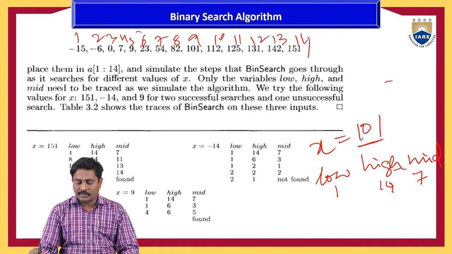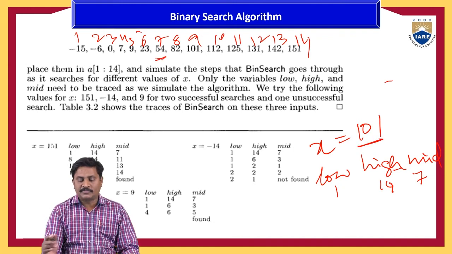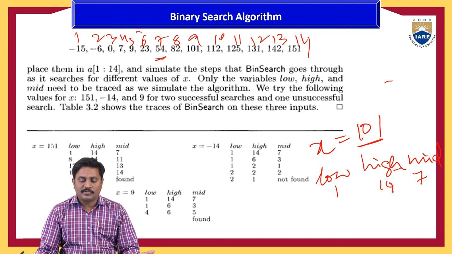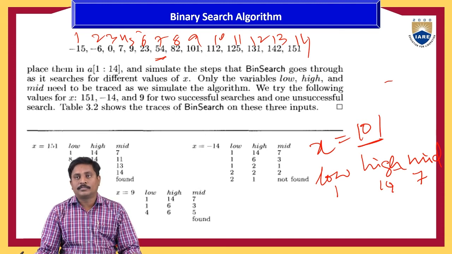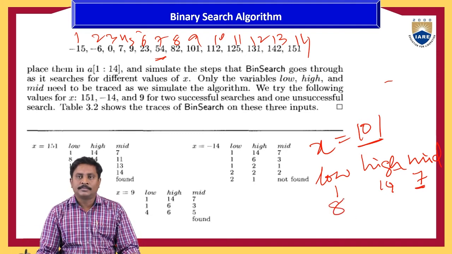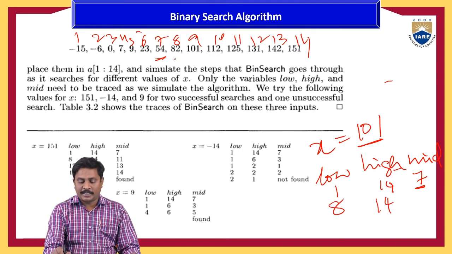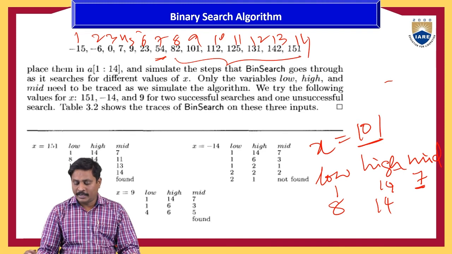Now, compare this 101 with the 7th position value. The 7th position value is 54. 101 equal to 54? No. 101 is greater than 54. That means we'll take the right subarray. The right subarray starts from mid plus 1. Mid plus 1 means 7 plus 1 is 8. High value is the same 14. So, it starts from the 8th position to here. 8 plus 14, 22 by 2, 11.